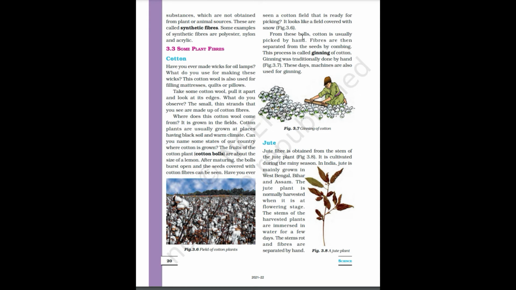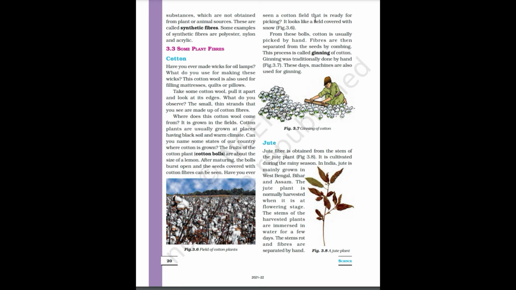From these bolls, cotton is usually picked by hand. Fibers are then separated from the seeds by combing. This process is called ginning of cotton. So when these bolls are matured, they are picked by hand. We need to cut them off their stem and pick them up by hand. This is also done with a comb. It makes the thing easier.